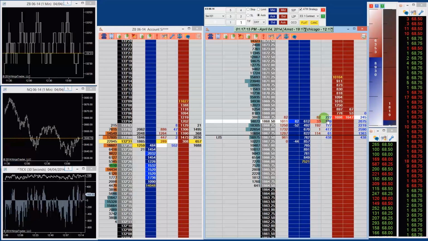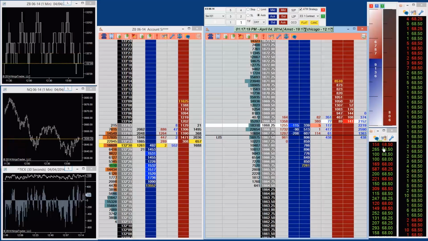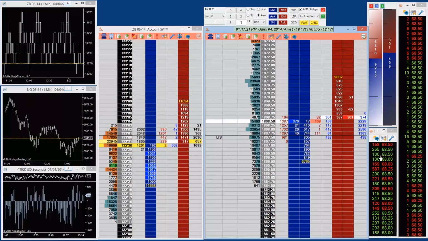But now if we couldn't tick up and we got some size at 68.75 and we sit there, we know these guys that are going to 68.50 are in a little bit offside, in a bad position.